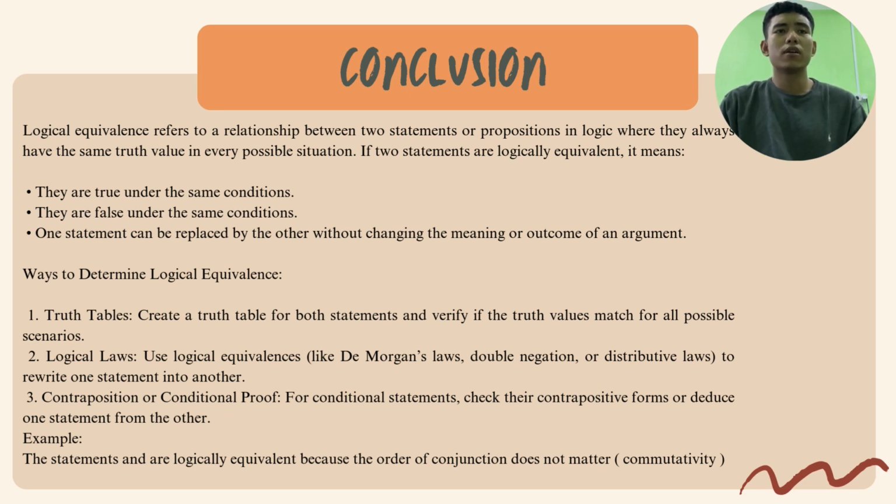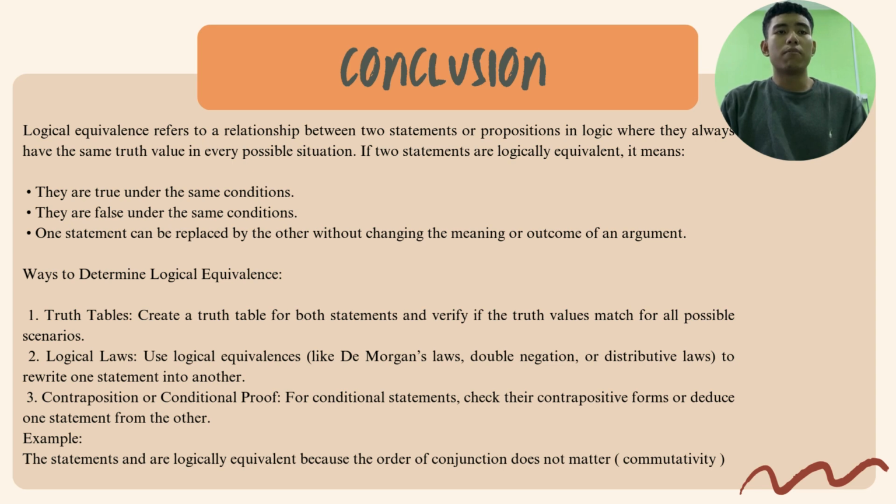So how do we determine logical equivalence? There are three ways. The first one, we use a truth table. We create a truth table for both statements and verify if the truth values match for all possible scenarios. The second, logical laws. Use logical equivalences like De Morgan's law, double negation, or distributive laws to rewrite one statement into another. The last one, contraposition or conditional proof. For conditional statements, check their contrapositive forms or deduce one statement from the other.